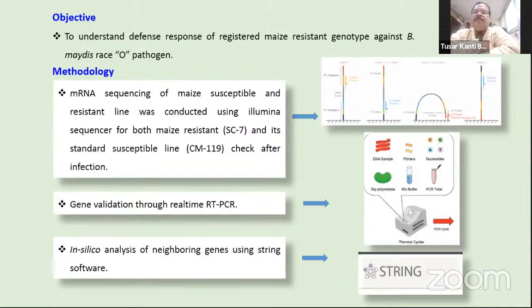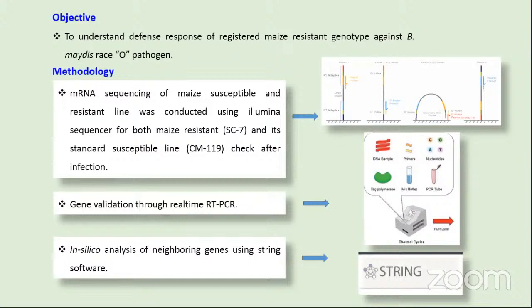For this methodology, we used mRNA sequencing of maize susceptible and resistant lines. This was conducted using the Illumina HiSeq sequencing platform. SC7 was studied against a standard susceptible check, which is CM119. We also validated genes through real-time RT-PCR. Furthermore, we did in silico analysis for neighboring genes to understand which calcium-mediated pathways are related to other defense-related genes.